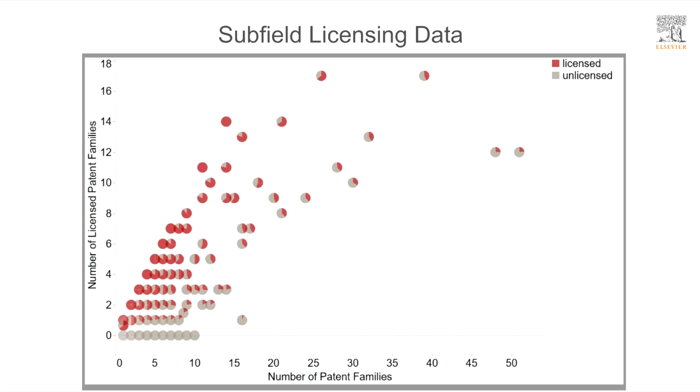It's a little easier if we say, take these bubbles and just make them pie charts, and then the red portion of the pie chart is the percentage that's licensed, the gray portion is the percentage that's unlicensed. And you can see for bubbles at the very right, for example, that it's a relatively small part of the portfolio that's been licensed. There are some bubbles toward the left that are almost completely red, indicating that there's been almost complete licensing activity.